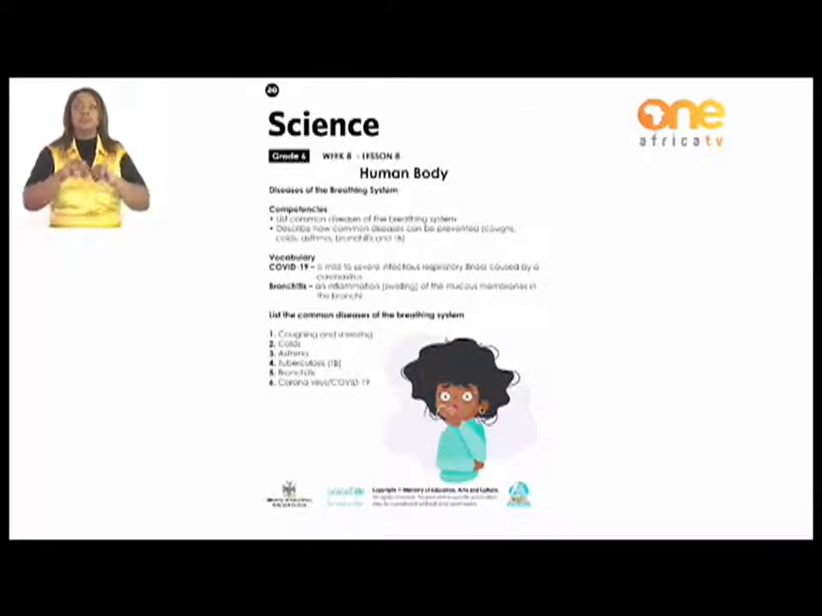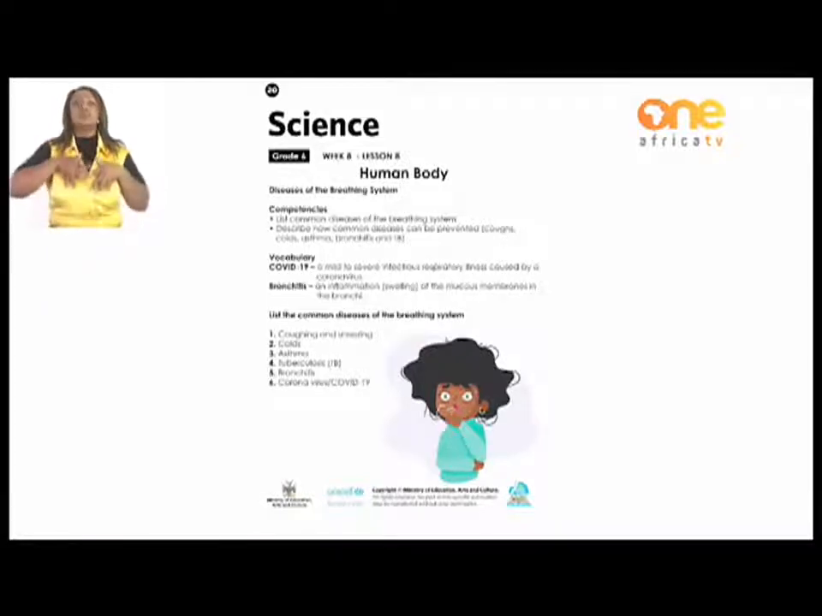At the end of this lesson, you should be able to list common diseases of the breathing system, and you must be able to mention how those diseases can be prevented. The vocabulary for this lesson: COVID-19. COVID-19 is a mild to severe infectious respiratory illness caused by a coronavirus.